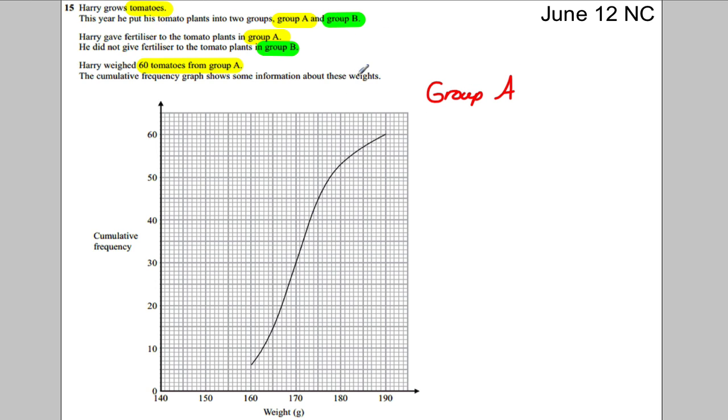Now just think, before you even launch into the question, he gave fertilisers to Group A. You'd expect them to be bigger, right? Because they help them grow. You'd expect the ones in Group B without fertiliser, therefore, to be smaller. So let's see if that pans out in the question.